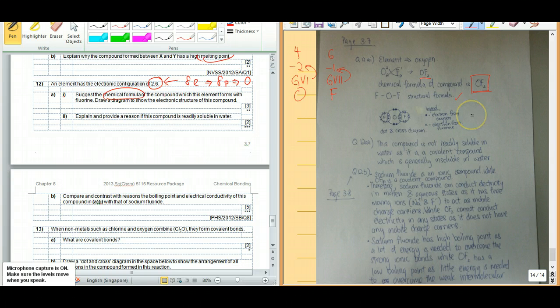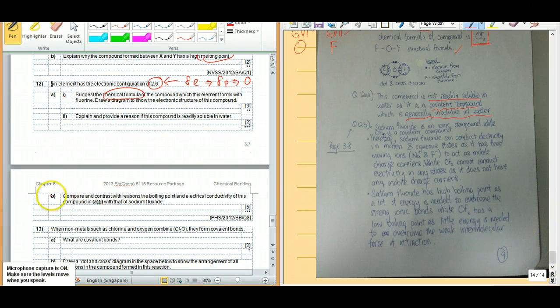How about 12a part 2? So explain and provide a reason if this compound is readily soluble in water. So covalent compounds are not readily soluble. So in this case, why is it not? First, you have to say that this is a covalent compound, and then you have to say that generally it is not soluble in water. So it's just quite straightforward, because you actually have not learned the real reason why such compounds do not dissolve in water. You only learn this in poly or junior college.